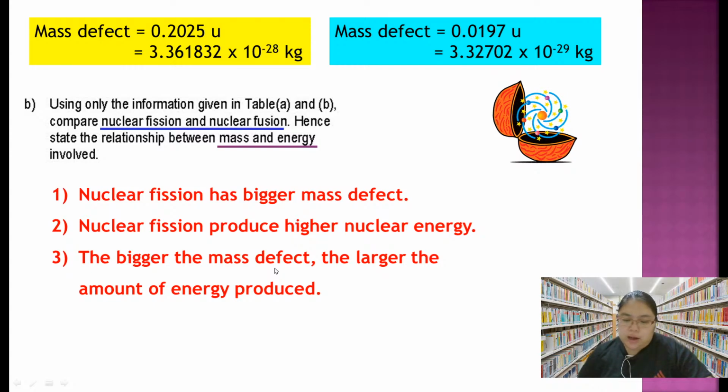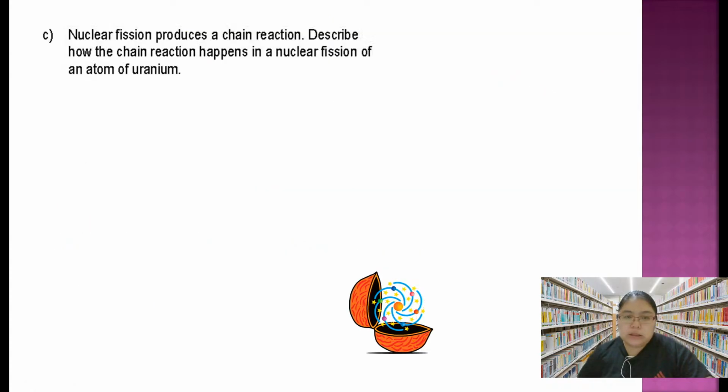Now we go to part C. They ask about nuclear fission producing a chain reaction. Describe how the chain reaction happens in the nuclear fission of the uranium atom. This means you need to explain more than one nuclear fission. For example, first step you talk about nuclear fission: a heavy nucleus splits into 2 lighter nuclei and produces 3 neutrons and a large amount of energy.